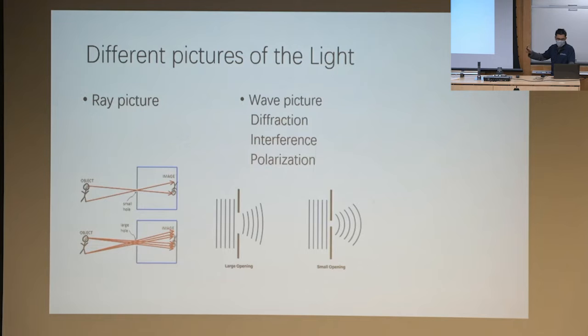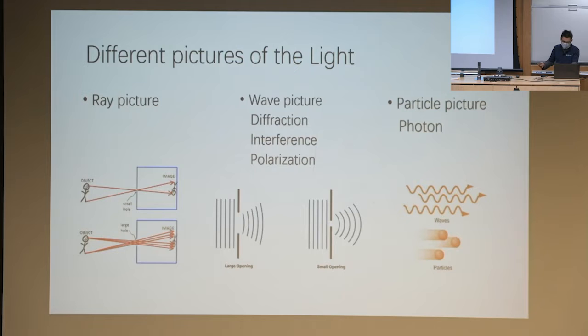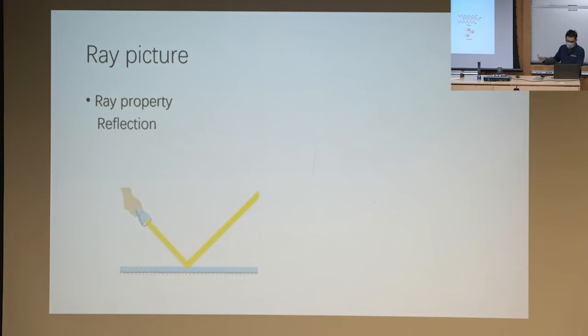And another picture is the wave picture. There are a couple of phenomena called diffraction, interference, and polarization. Based on the wave picture, we can explain these natural phenomena. And the third one is the particle picture, discovered by modern scientists like Planck and Einstein, who used this picture to explain the photon, and used the photon to explain the photoelectric effect.